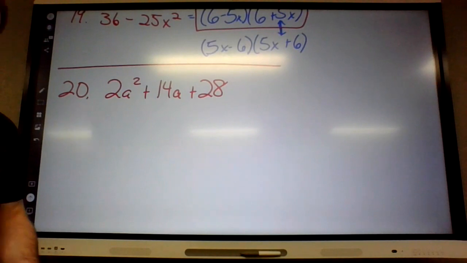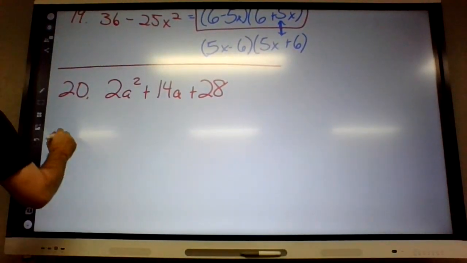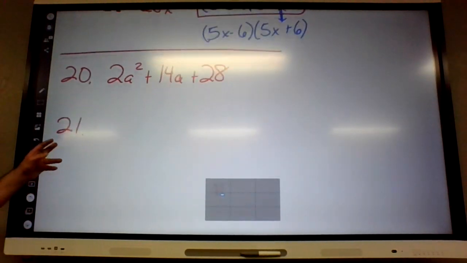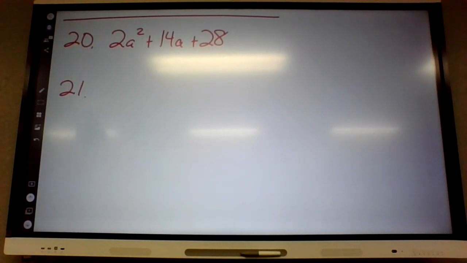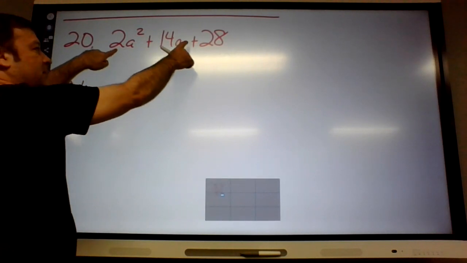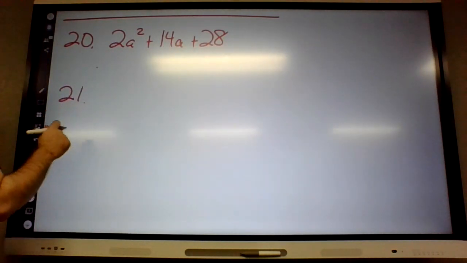Last section. Just by looking at this one, you guys think you might know what kind of problem this is? Take something out and then factor it again. Obviously, these are all evens, right? So something comes out, and then probably we're going to factor again.